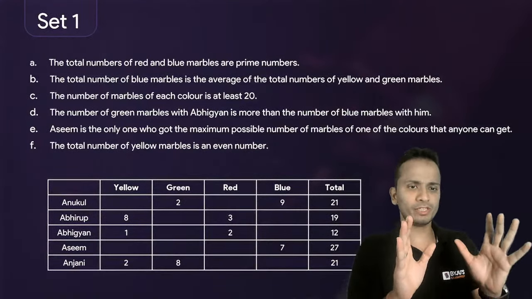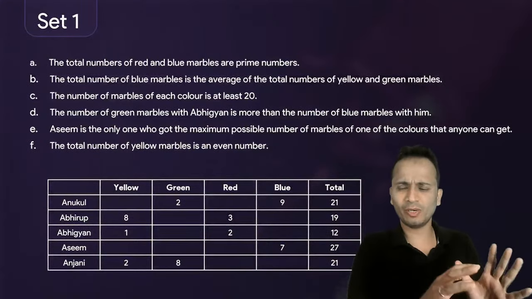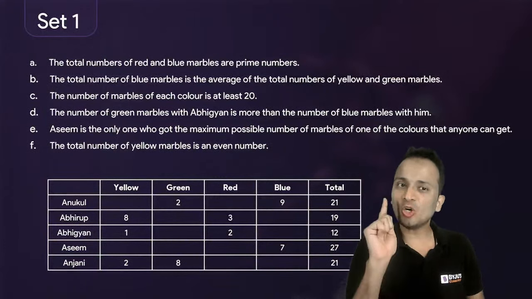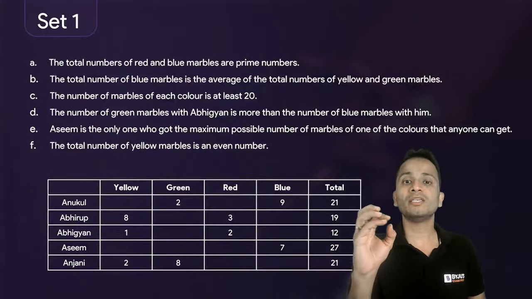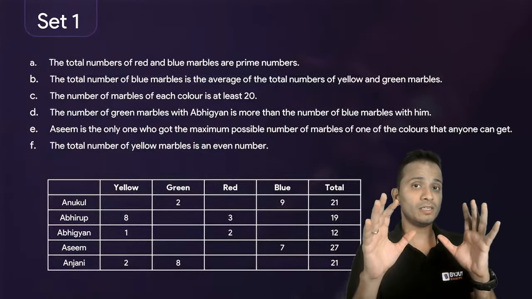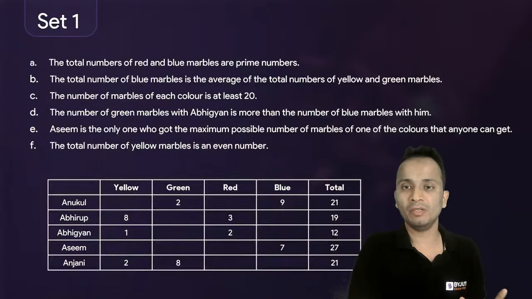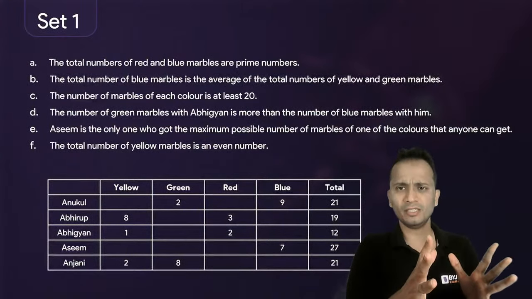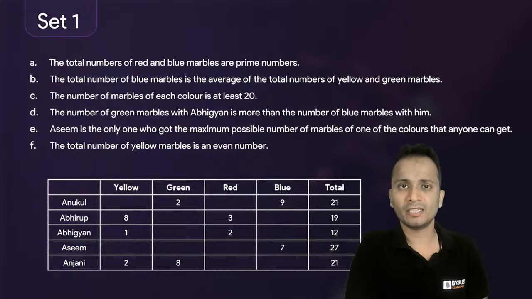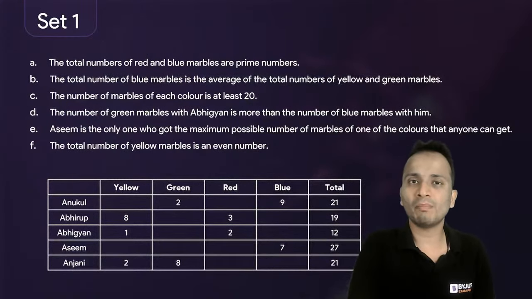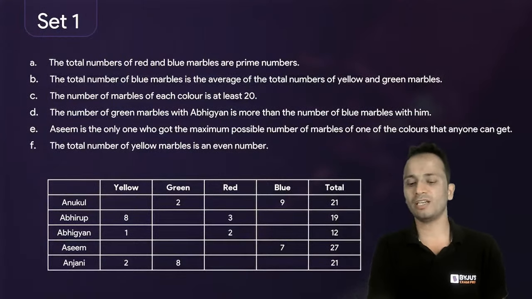So out of the 5 people, let me elaborate a little. Out of the five people, it is only Asim who has the maximum possible number of marbles of any of the colors that anyone can get. So nobody other than Asim has got the maximum number of marbles of any of the colors.